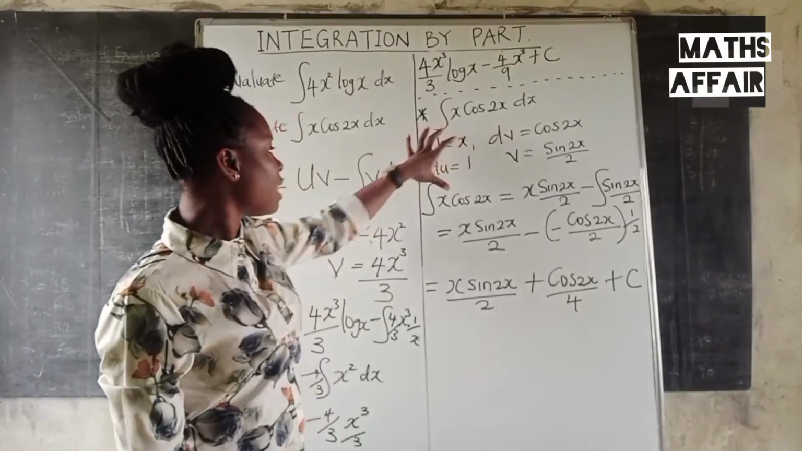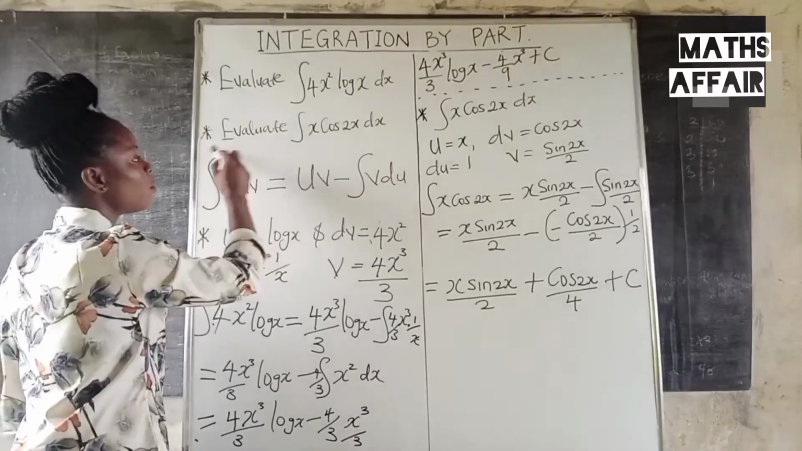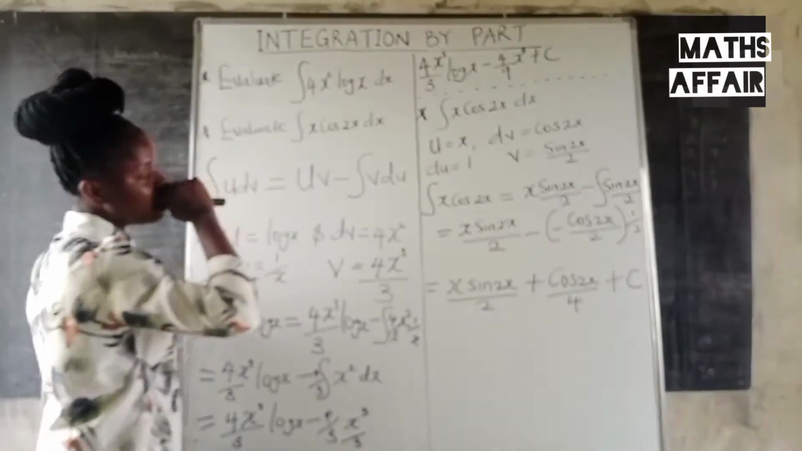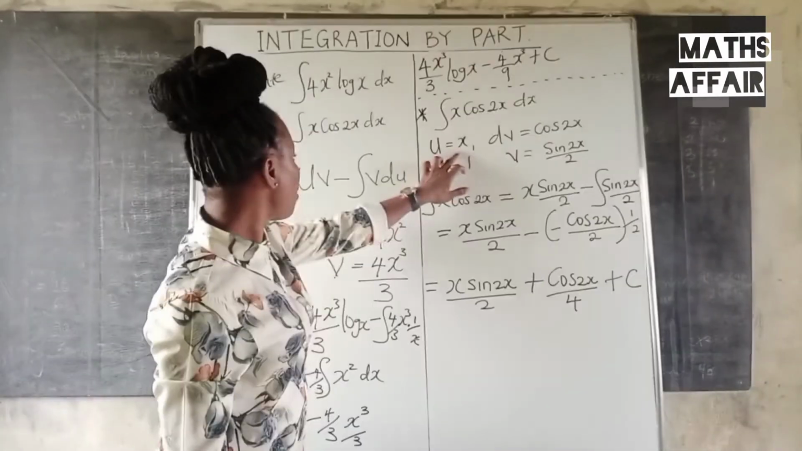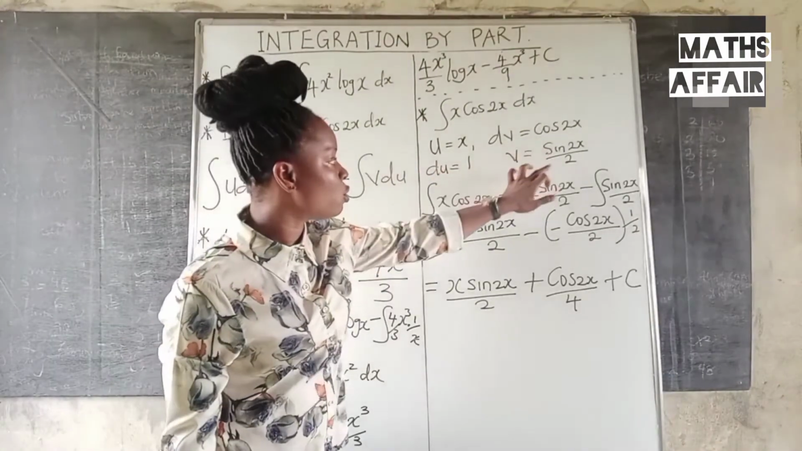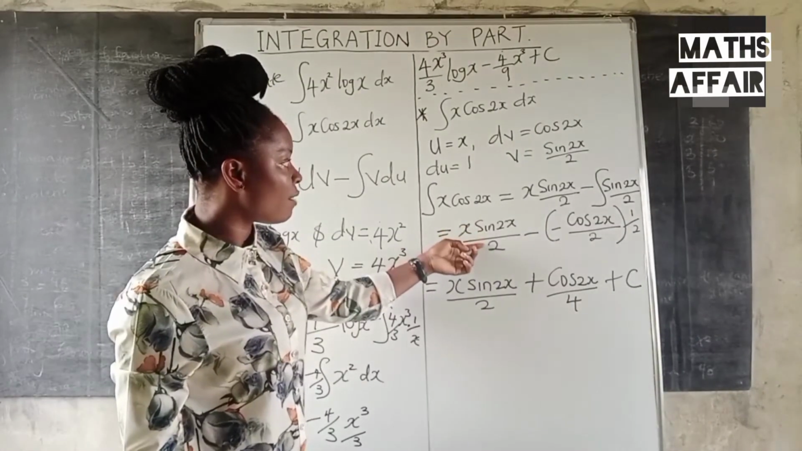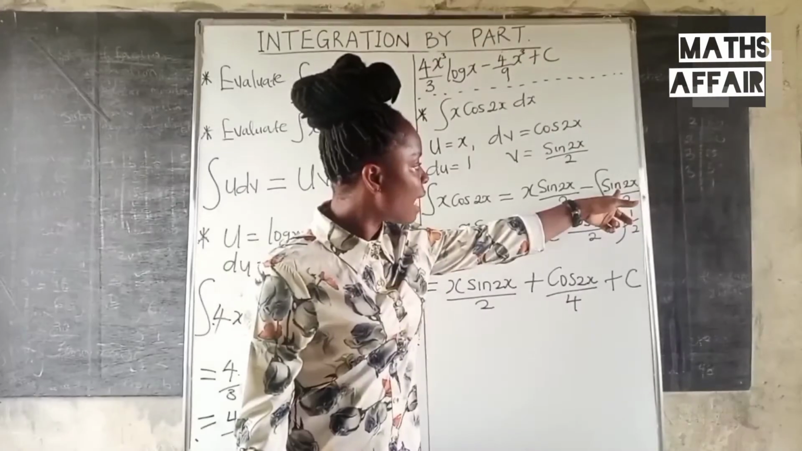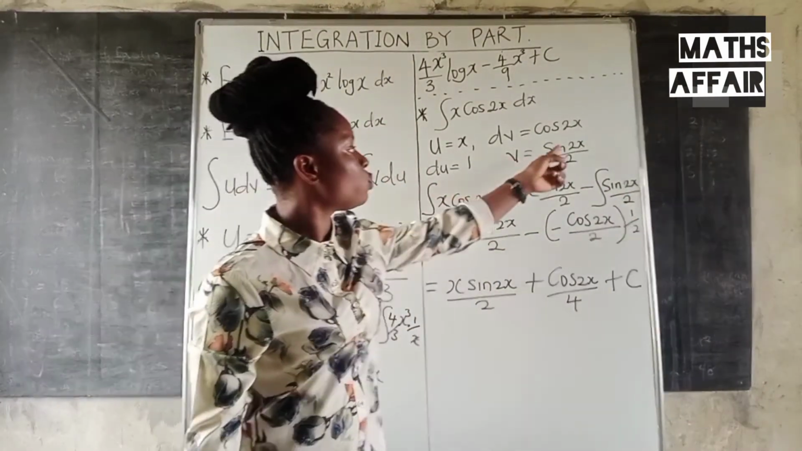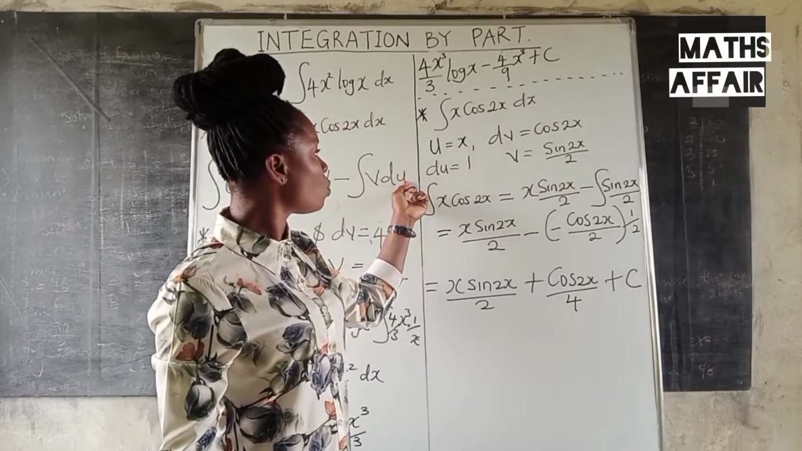Having all these parameters, I substitute it into this general formula, a general formula used in integration by parts. Wherever I see my u, I put what? X. Wherever I see my v, I put sine 2x all over this. That's why we have this minus integral sine, which is this, sine 2x. Remember my v is sine 2x all over 2. And my u is what? X.